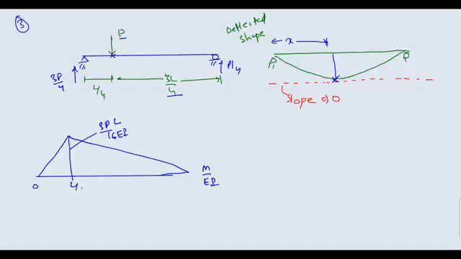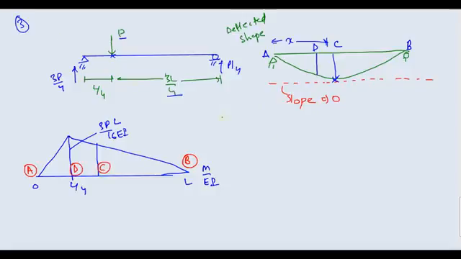So this is 0, this is L by 4 and this is your L. Now suppose this point I am calling A, this point B, and C is the point of maximum deflection, and D is where your loading is acting. Is it okay? So this point is A, this point is D, this point is C, and this point is B. Just to be clear.